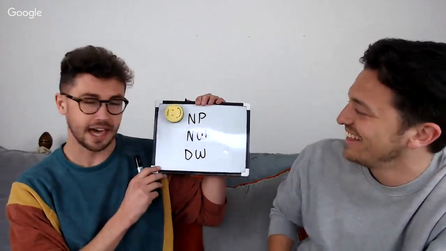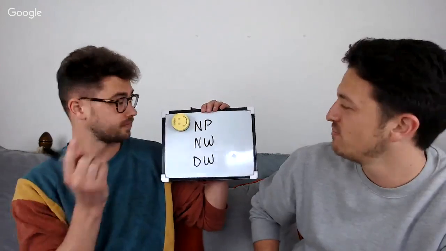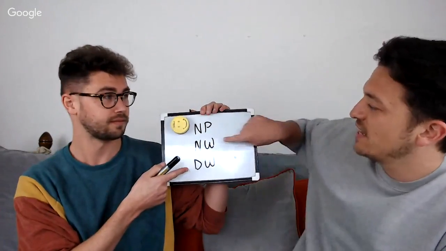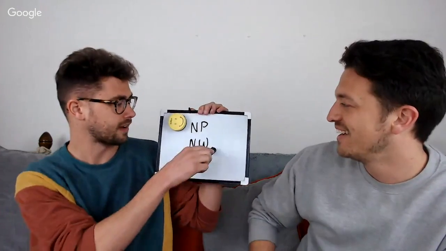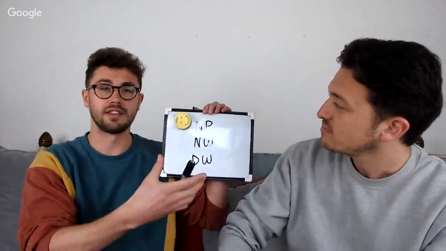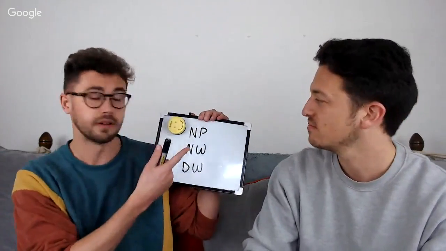So NP, NW, DW. No problem. No worries. Don't worry. I could say this in Australia when I go, no worries, mate. Maybe add an M. NWM. So we need this. If someone says they did something wrong or they're apologizing for something, you can just put NP, NW, DW.